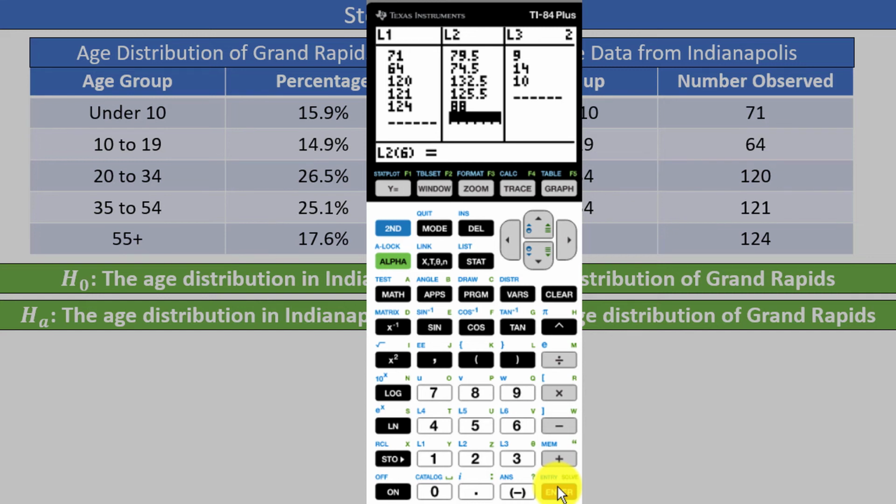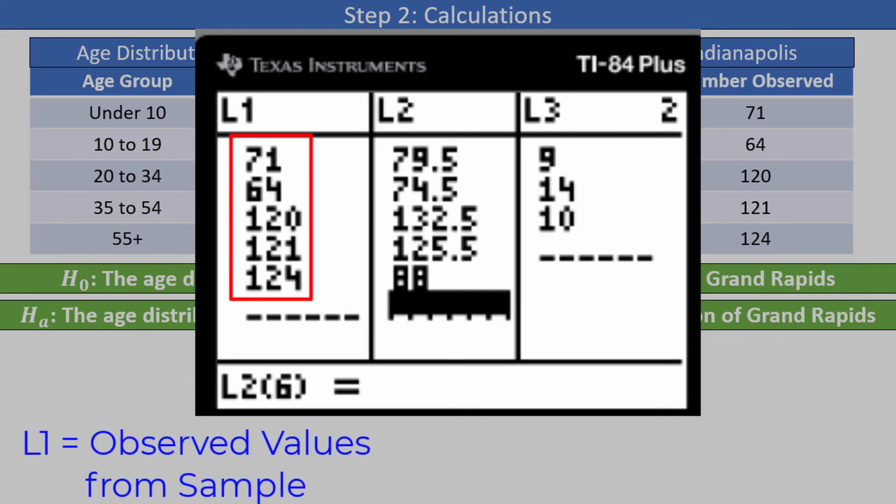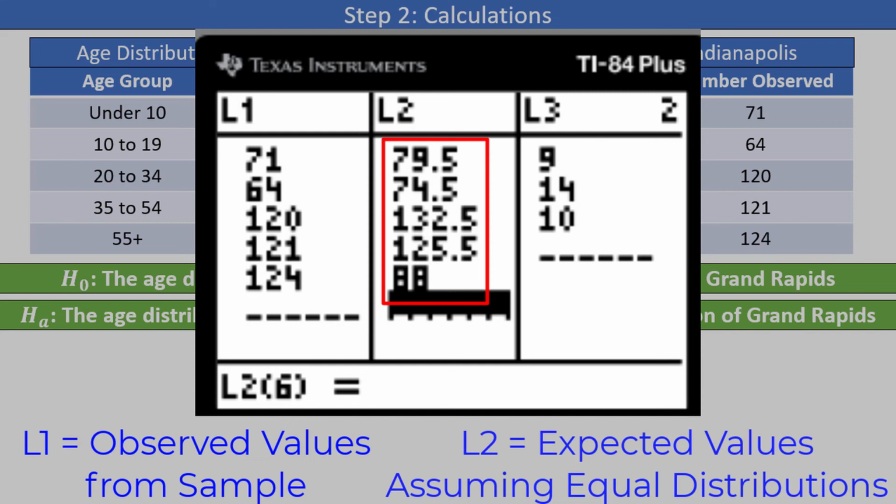Just take a second to compare the numbers to make sure you understand what they mean. The first list represents the observed values, the number of individuals in each of the 5 age groups from our sample of 500 individuals living in Indianapolis. The second column tells us what we should expect the first column to have been if the distribution of Indianapolis ages followed the same distribution of ages that Grand Rapids does. So, for example, we expect to see around 79.5 individuals under age 10 in Indianapolis from our sample of 500 if the Grand Rapids and Indianapolis distributions were the same.